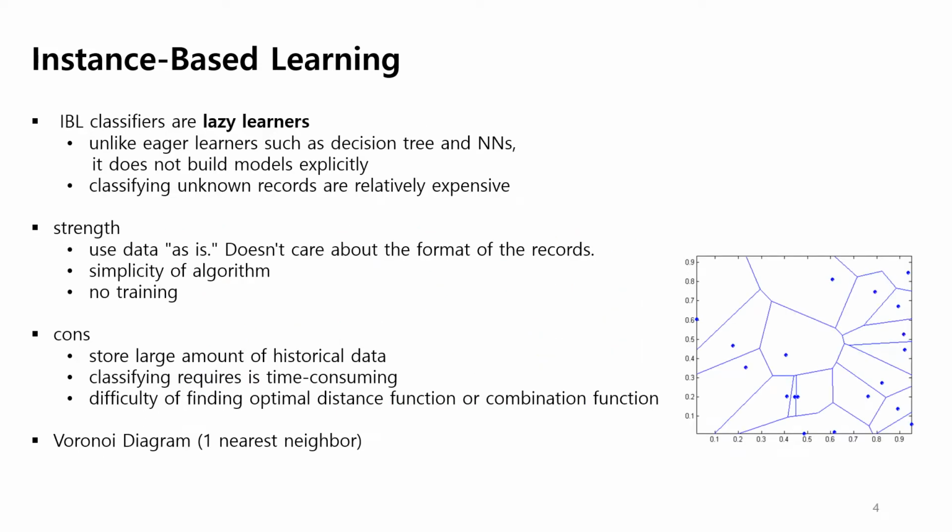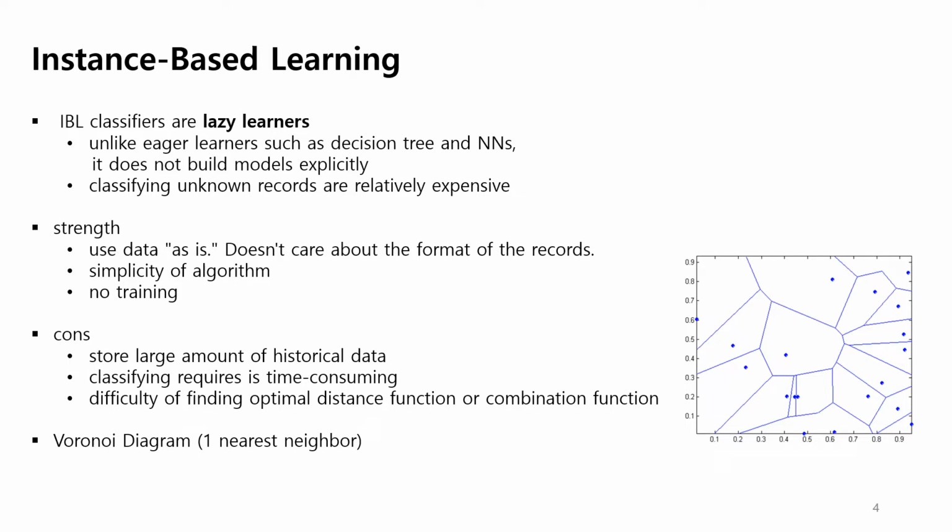Instance-based learning is quite different from other classification learning methods, such as decision tree or neural net. In a decision tree or neural net, when the algorithm reads training data, it constructs a machine learning model. In the decision tree case, it constructs a tree, and in the neural net case, it constructs a network. And then after that, by using this model, we classify new data. That's how it works.